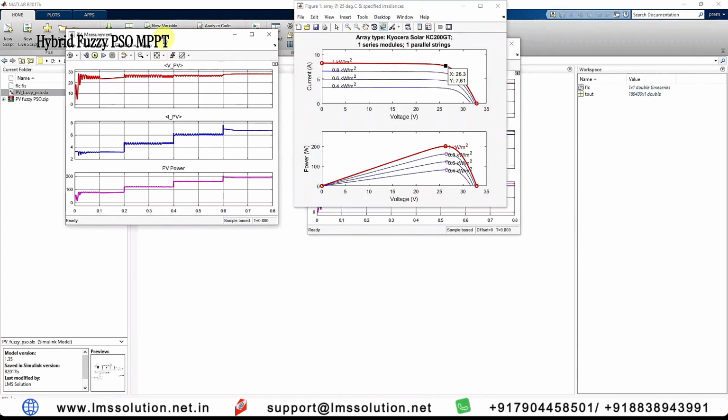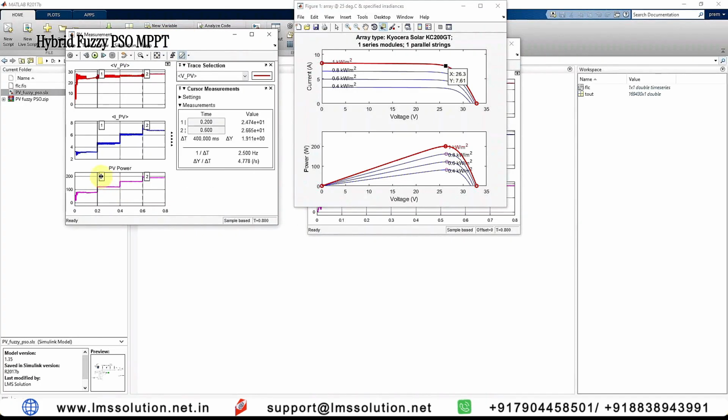Here you can see the power level, so let us analyze things. Here I'm going to measure the PV power. Here you can see the PV power is around 78.21 watts. The actual theoretical value is around 81. And then I'm going to change the point. Here you can see that the PV power is around 120 watts. Actual will be 128.8 or so.